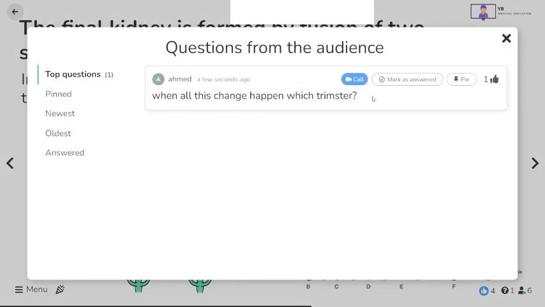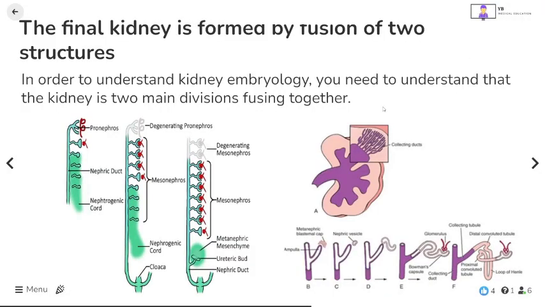Okay, there is a question here. When all this change happened, which trimester? Okay, this is actually important. So pronephros and mesonephros happen in about the 4th week to the 6th week. And then at, I think, the 12th week is when the metanephric blastema happens, and then you get the ureteric bud. So in about the 4th week, you get these degenerating pronephros and degenerating mesonephros.